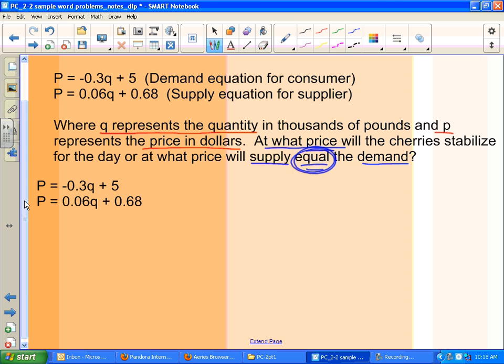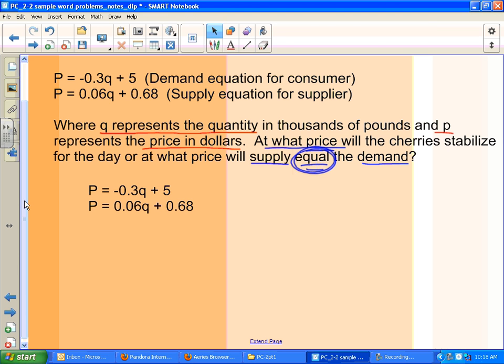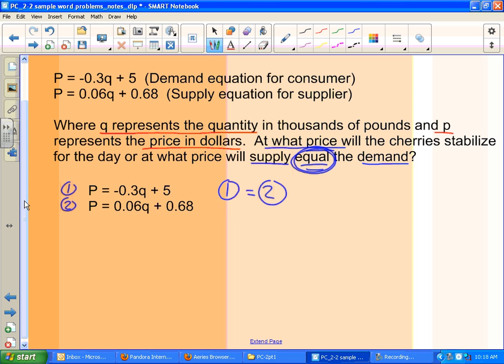Again, if we call one of these equation 1 and one of them equation 2, we're going to set 1 equal to 2. They're both P. So we have negative 0.3Q plus 5, there's my demand equation, and that's going to equal my supply equation, which is 0.06Q plus 0.68. There we go. This is your break-even point.